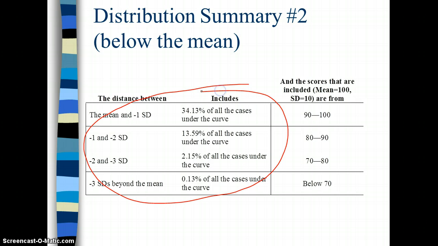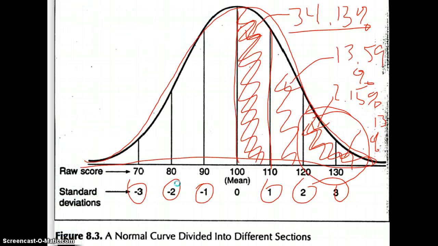So between the mean and -1 standard deviation is 34.13. And you can see that the numbers are the same, just on the other side of the curve. So this 34.13, same for here. 13.59, same for here. 2.15, same for here. 0.13, same for here.